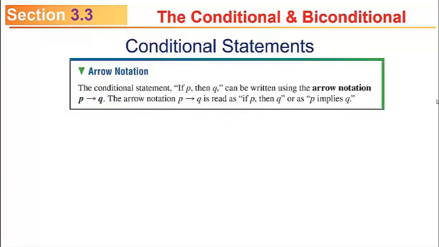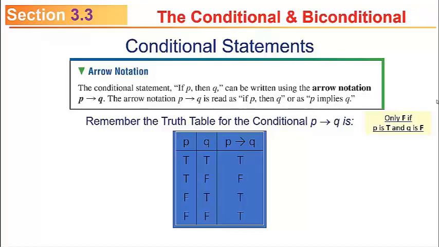This is just a summary now of what we've said. Sometimes that right pointing arrow is referred to as the arrow notation, but otherwise that is just a statement of what we've already said. The conditional statement, if P then Q, can be written using the arrow notation as P with the right pointing arrow, Q. The arrow notation is read "if P then Q" or "P implies Q."